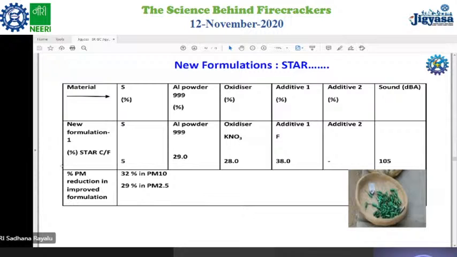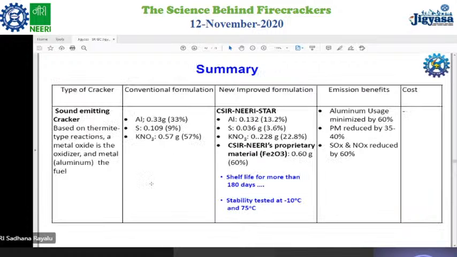The particulate matter reduction is to the tune of about 32%. This is with respect to one particular formulation which we have put into use in the sound emitting cracker. You can see from the conventional formulation and the improved formulation that there is significant reduction in the amount of chemical which we have put into use.